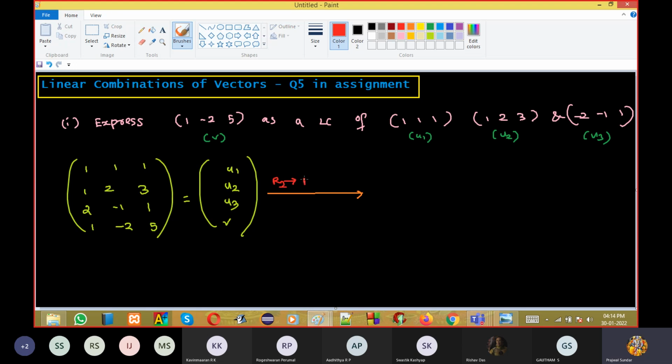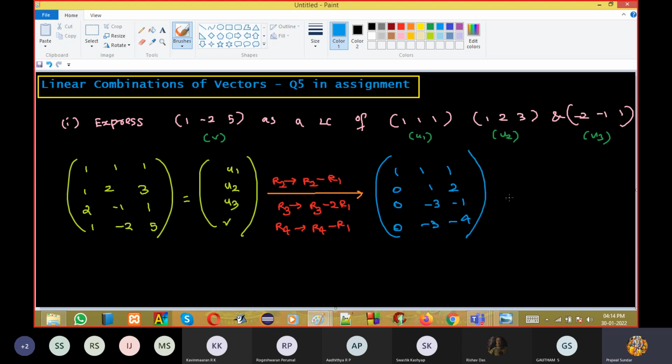Row 2 implies row 2 minus row 1. Then I'll apply row 3 implies row 3 minus 2 row 1. Row 4 implies row 4 minus row 1. Performing these operations, I will get 1 1 1 0 1 2 0 minus 3 minus 1 0 minus 3 minus 4. Whatever operation you are performing in this matrix, do the same thing in this matrix.